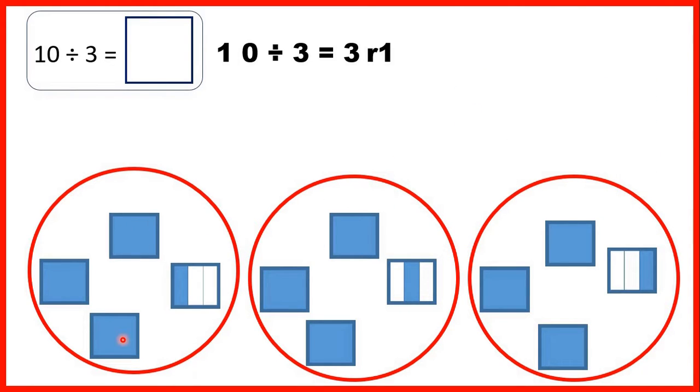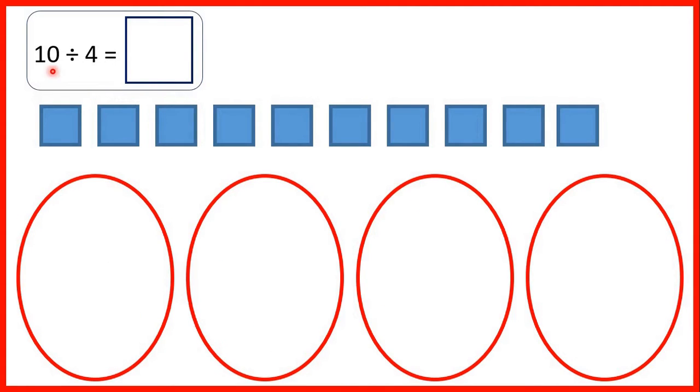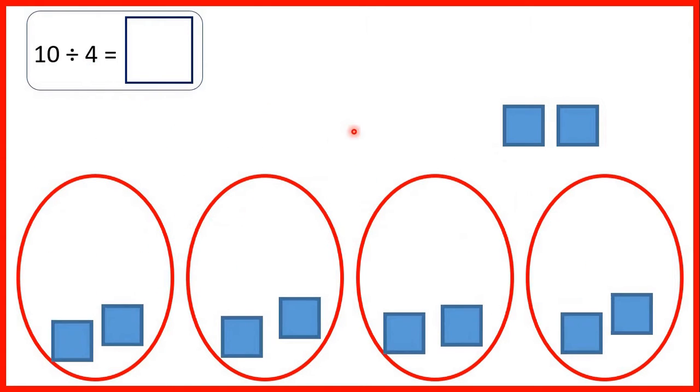So we have 3 wholes and 1/3 of a block in each group. So that's why our answer is 3 and 1/3. And let's look at the second question, 10 divided by 4. Well, we can share out 8 blocks between 4 groups to get 2 blocks in each group.